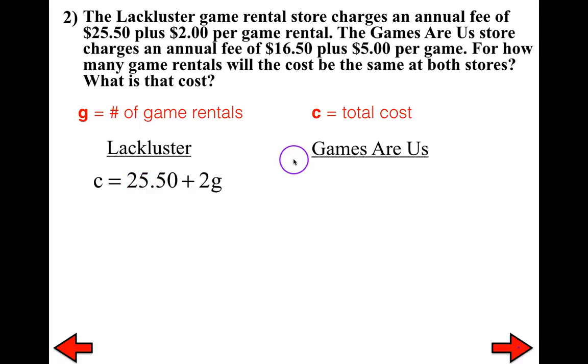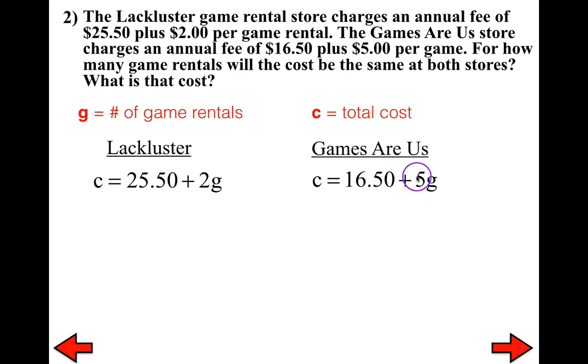$25.50 plus 2G. Now just understand that this is not how it's normally written. We would normally put the 2G in front, but here we directly translated that the cost is going to be the $25.50 plus the $2 per game, which is 2G. Now what about Games R Us? Same idea. Well, they charge an annual fee of $16.50. So that's a constant, plus $5 per game, that's your coefficient. So I'm going to go ahead and write C equals the cost, $16.50 plus 5G.